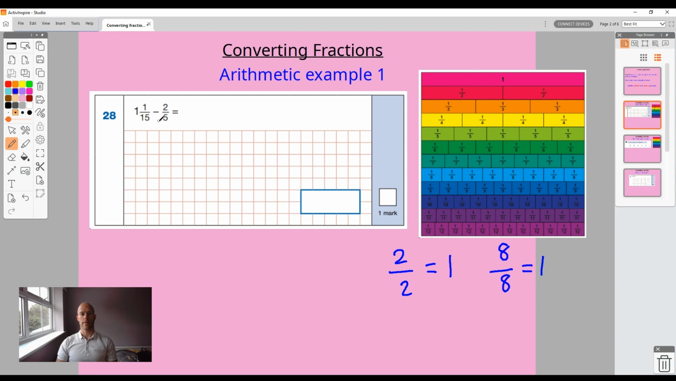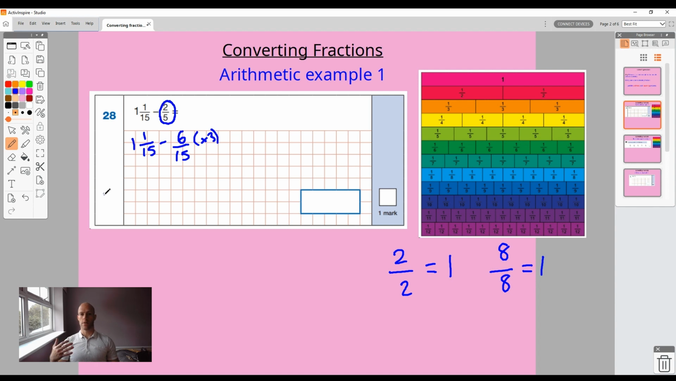So first things first, we need to make the denominators the same. We need them both in 15ths. So don't do too much at once. Stay with 1 and 1/15. I'm going to convert this other fraction into 15ths. I'm going to circle this to remind myself to do both the numerator and the denominator. So we've got 15ths down here. 5 times something is 15. 5 times 3. So 2 times 3 is 6. So that's the first step. We've got both of them in 15ths, which helps.